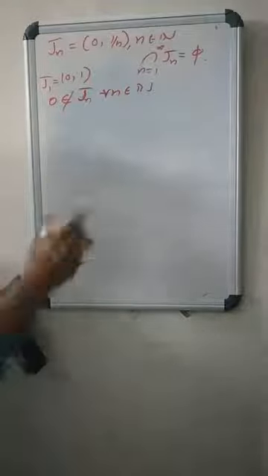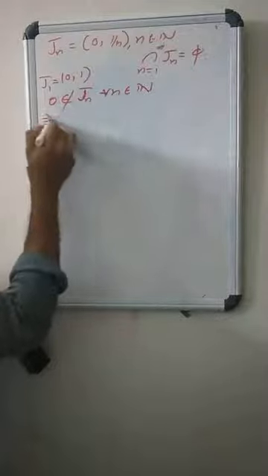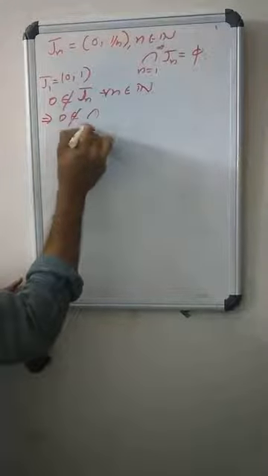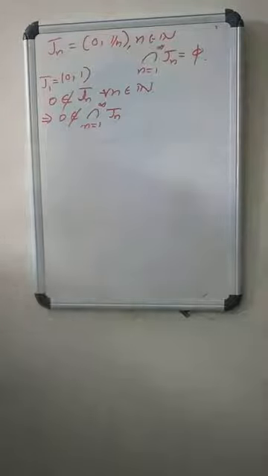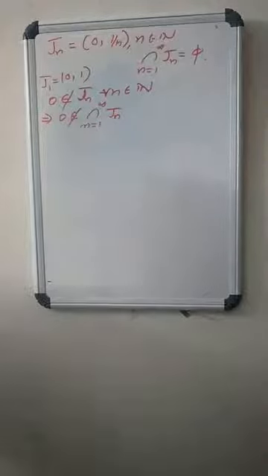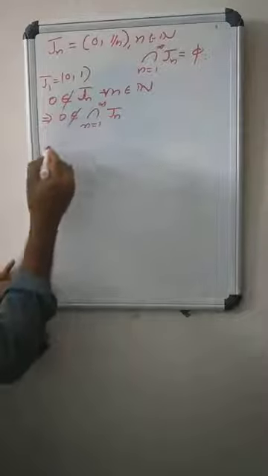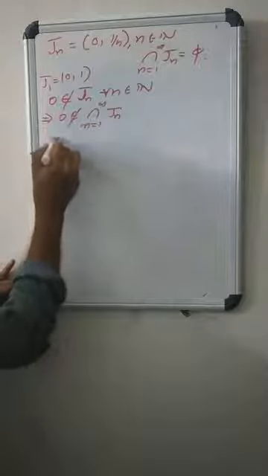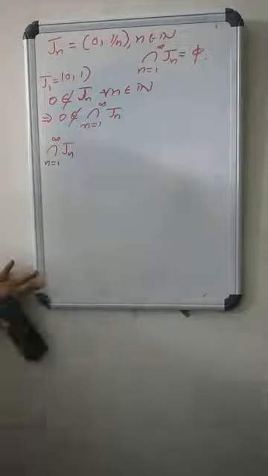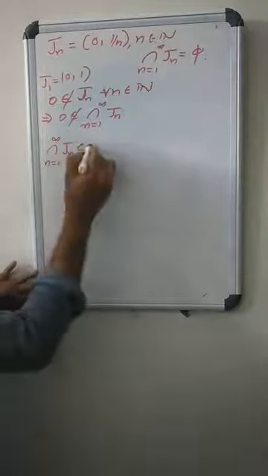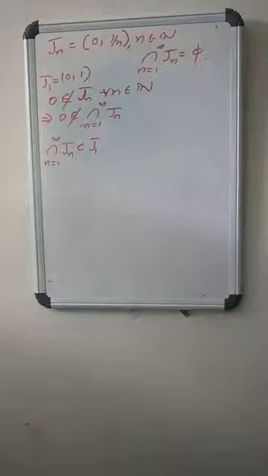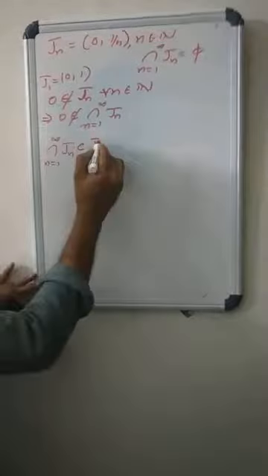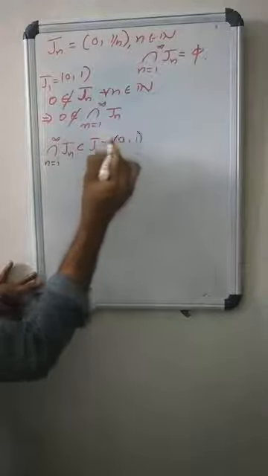0 is outside of J_n for all n in N, which means 0 is outside of the intersection of J_n, n ranges from 1 to infinity. But what about the intersection of J_n, n ranges from 1 to infinity? That is a part of J_1. What is J_1? J_1 is the open interval (0, 1).